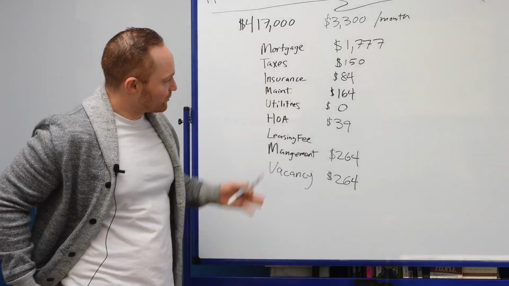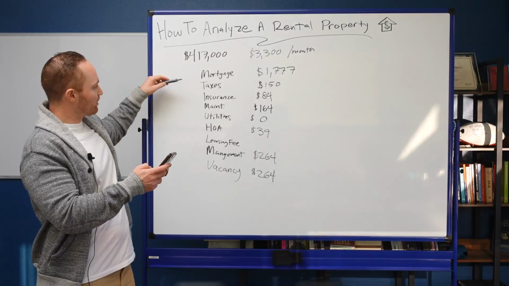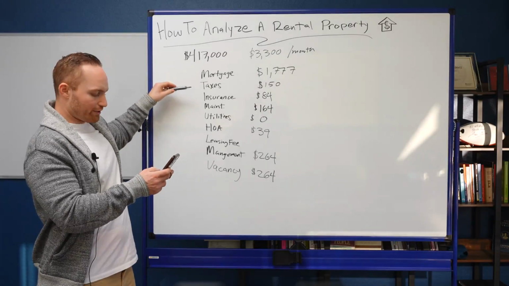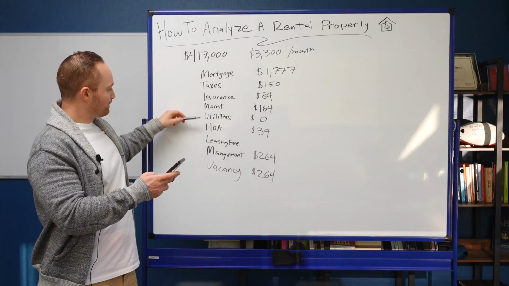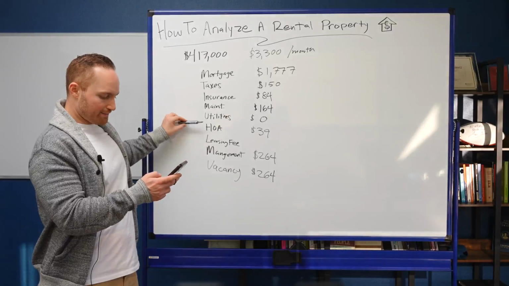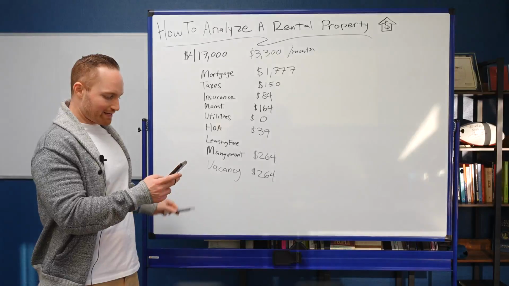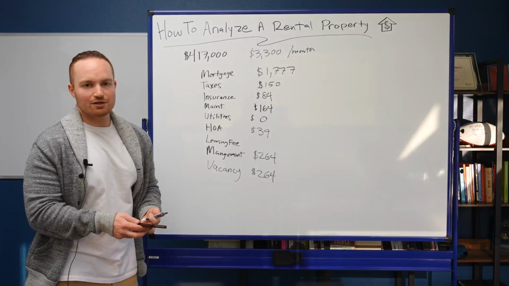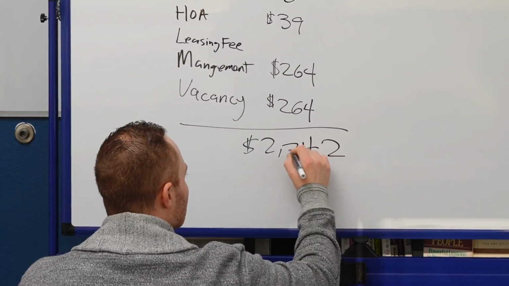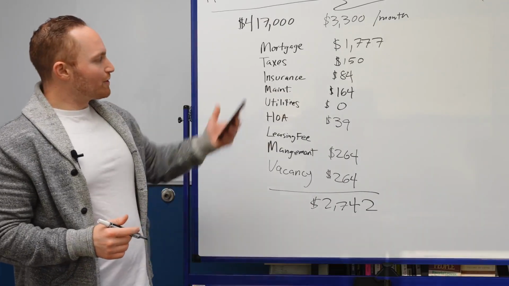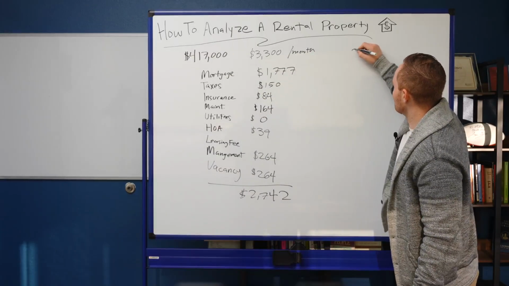So let's just add this all up and see what that amounts to. We've got our mortgage plus our taxes plus our insurance plus our projected maintenance costs. I didn't have any utilities, our HOA, our management fees, plus our vacancy budget. So that gets us to $2,742 of total expenses. At this point, we know that we can produce some cash flow just from a quick look. Now let's determine what's the actual cash flow over here, okay?